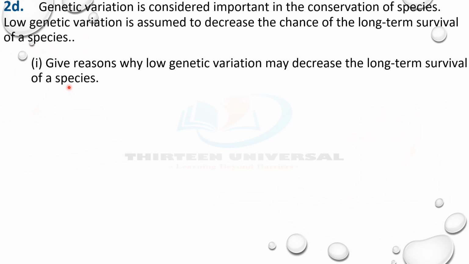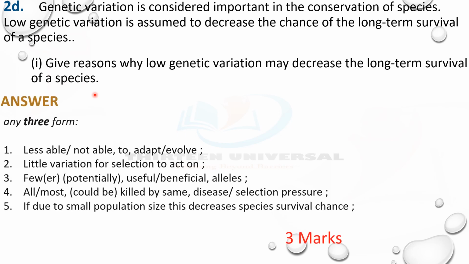Which you get. So change in environmental conditions can affect them, and then of course small gene pool, of course fewer organisms available. All right, that is it. Let's go through what the mark scheme says. Okay, look at it. Less able, not able to adapt. So few. Okay, the organism cannot adapt in that environment.